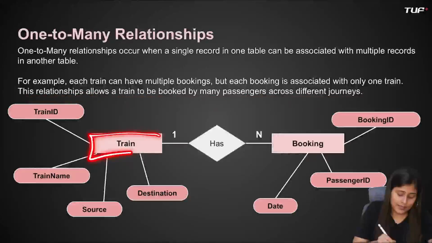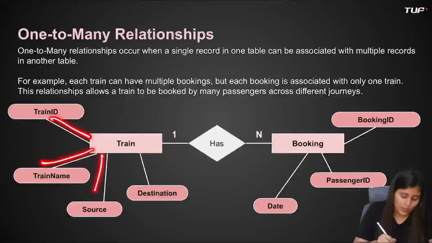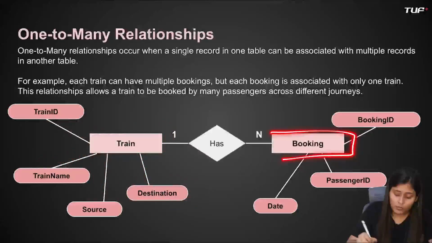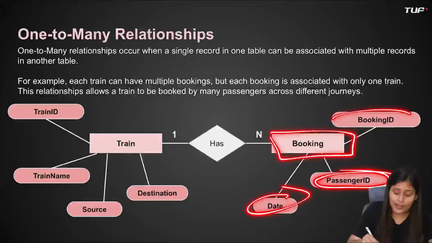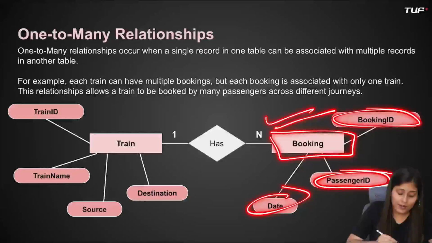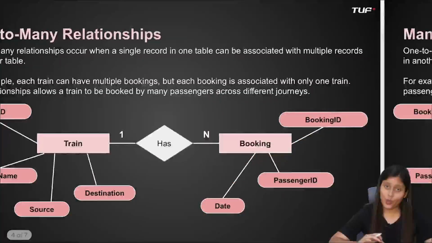This is our train entity, this is our booking entity, and train ID, train number, source and destination are the attributes for the train entity. Similarly, booking ID, passenger ID and date are the attributes for the booking entity, and for one train there can be multiple bookings. So this shows a one-to-many relationship. I hope this much is clear.